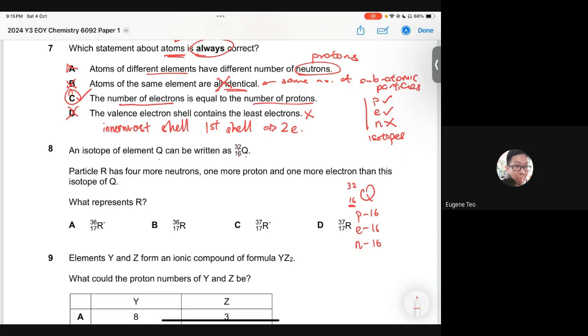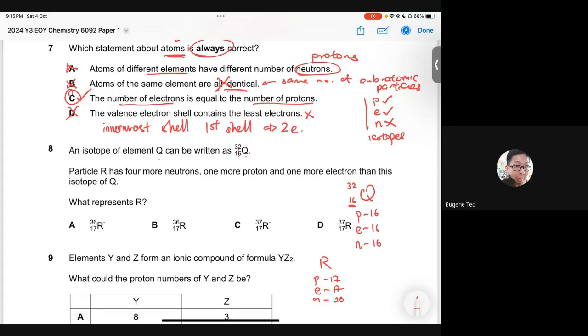Okay? They say particle R has 4 more neutrons. So R, I know that in terms of proton, electron, neutron, they have 4 more, so it will be 20. 1 more proton, so it's 17. And 1 more electron, so this will be 17.